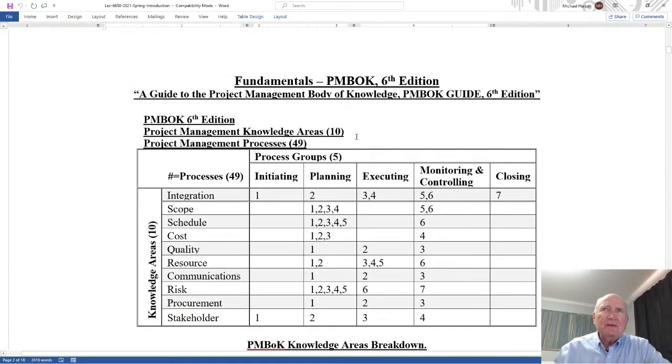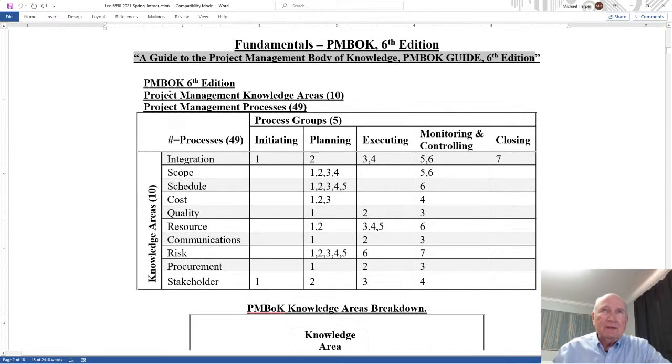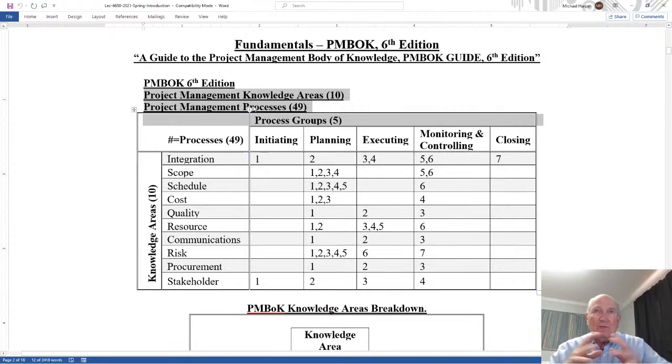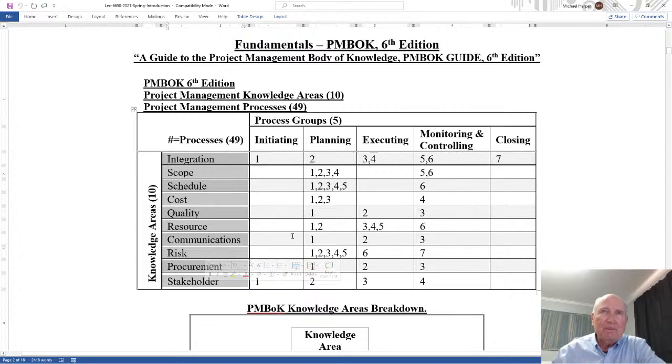Going a little bit deeper into the material, which we'll cover a little bit today. We'll start today with the fundamentals of PMBOK in the 6th edition. Again, it's a guide to the Project Management Body of Knowledge, PMBOK, the 6th edition. And it's made up of 10 knowledge areas and 5 process groups, which define a framework for 49 project management processes. So here are the 10 knowledge areas in this table. And up here are the 5 process groups. And here are the 49 processes.